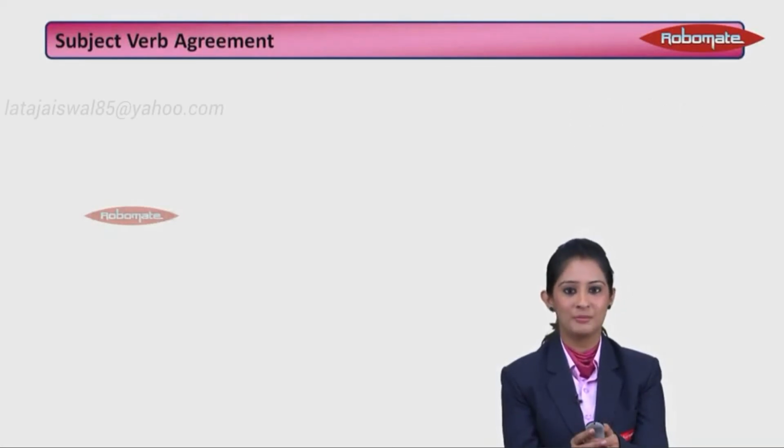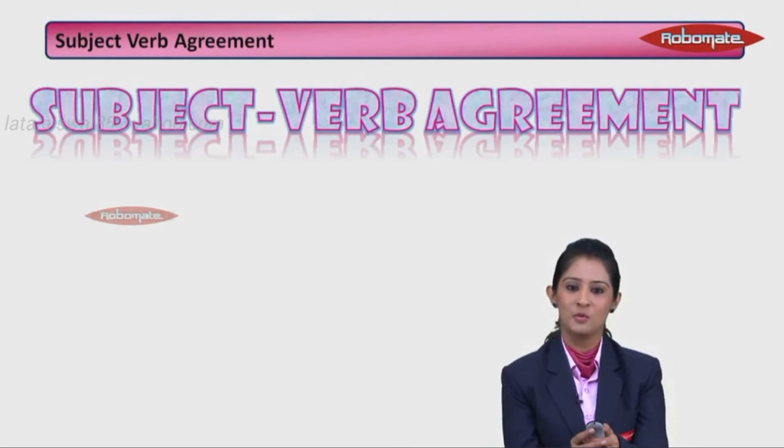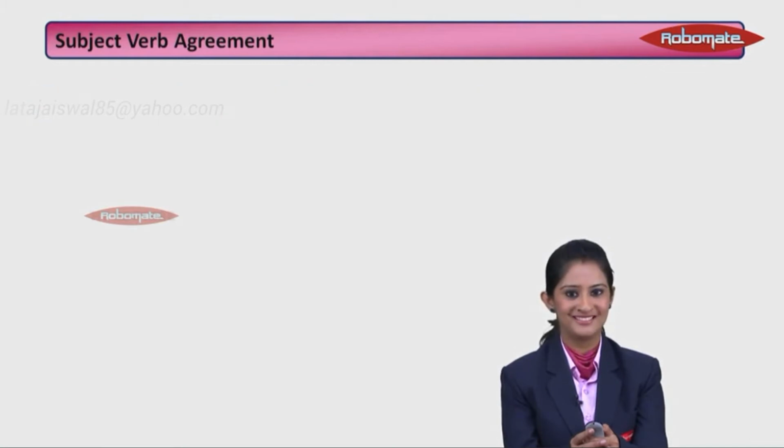Today we shall begin with subject-verb agreement. But before that, let us revise what is a subject and a verb. A subject is a noun or a pronoun before the verb. And a verb is action, state of being, having, which means ASH. I repeat, A for action, S for state of being, H for having.